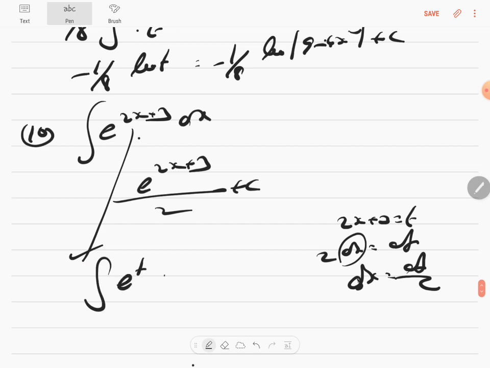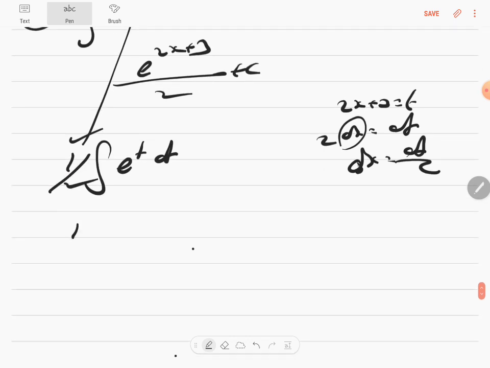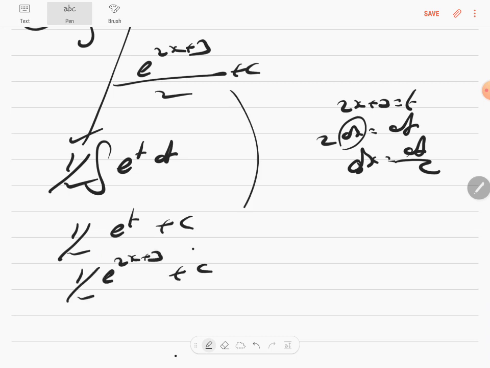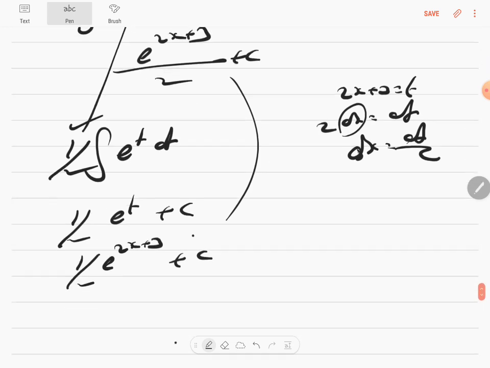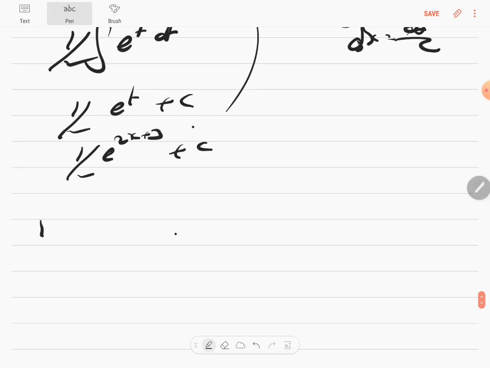You have to do e to the power t into dt by 2. So 1 by 2 into e to the power t is e to the power t plus c. What is it? e to the power 2x plus 3 plus c. You will end up getting the same answer, but it involves a lot of steps. I'm used to doing it in a shortcut way. So then let's go to the 17th question.